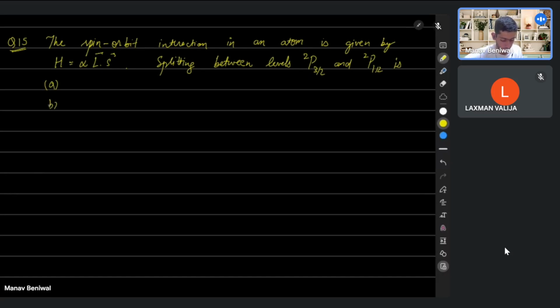So we are asked about the splitting between 2p 3 by 2 and 2p 1 by 2. Our options are 3 by 2 alpha h cut squared, half alpha h cut squared, 3 by 2 alpha h cut to the power 4, or 5 by 2 alpha h cut squared.